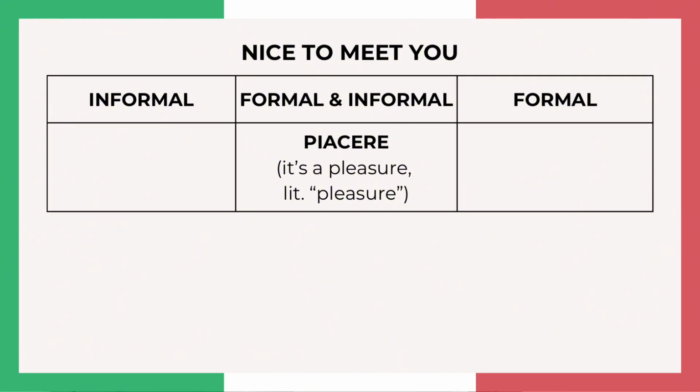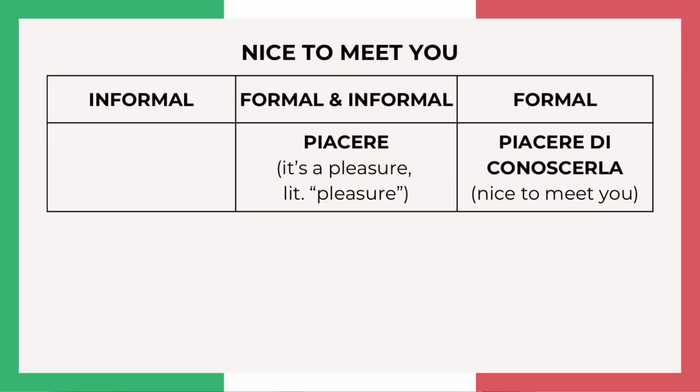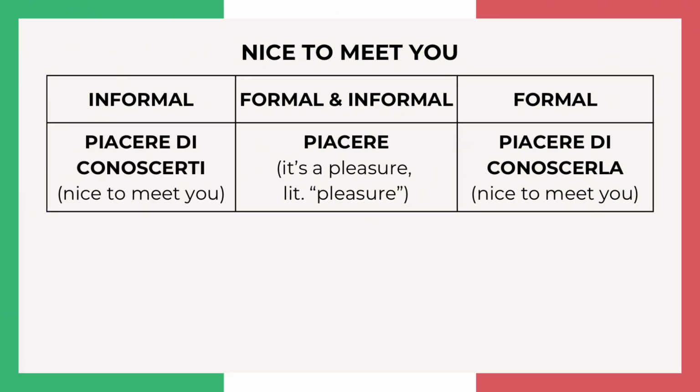You might also want to know how to say nice to meet you if you're meeting someone for the first time. You can use piacere, literally pleasure. It means nice to meet you or it's a pleasure. Piacere can be used in both formal and informal situations. An option that is only formal could be piacere di conoscerla, while its informal counterpart is piacere di conoscerti.